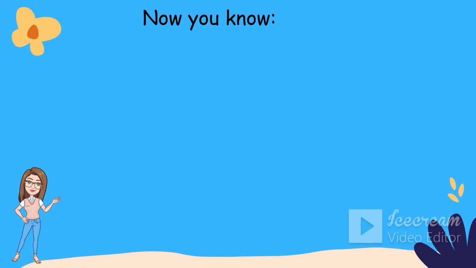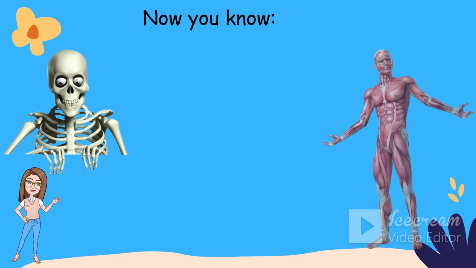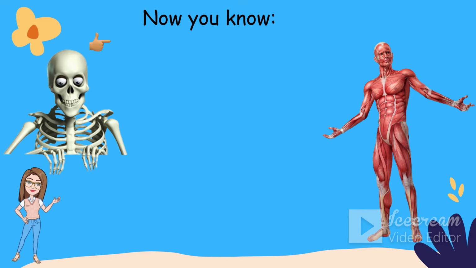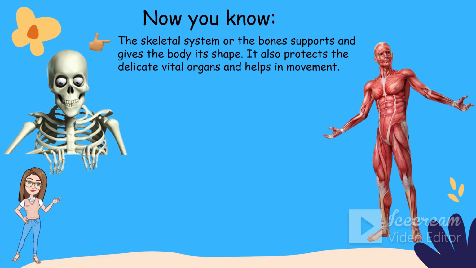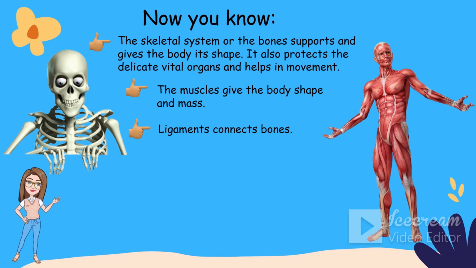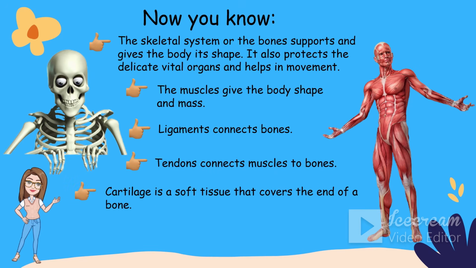Wow! So interesting how the skeletal system and the muscular system work. Today, you learned that the skeletal system or the bone supports and gives the body its shape. It also protects the delicate vital organs and helps in movement. You also learned that the muscles give the body shape and mass. The ligaments connect bones. Tendons connect muscles to bones. Cartilage is a soft tissue that covers the end of a bone. And a joint is a point where two or more bones meet.